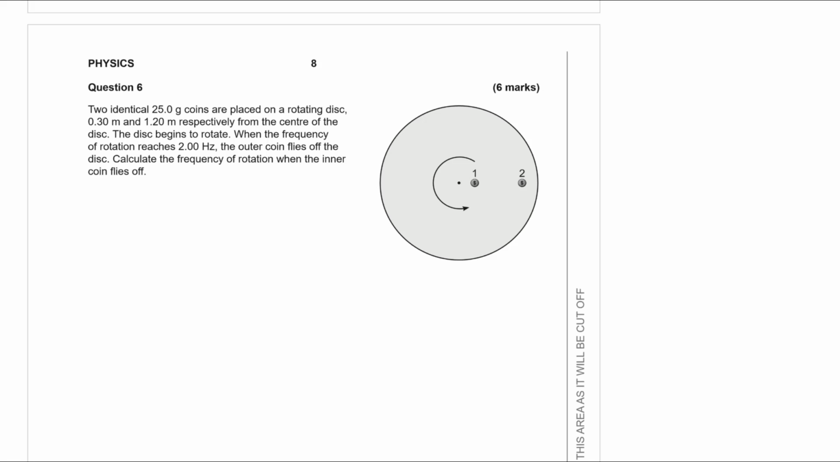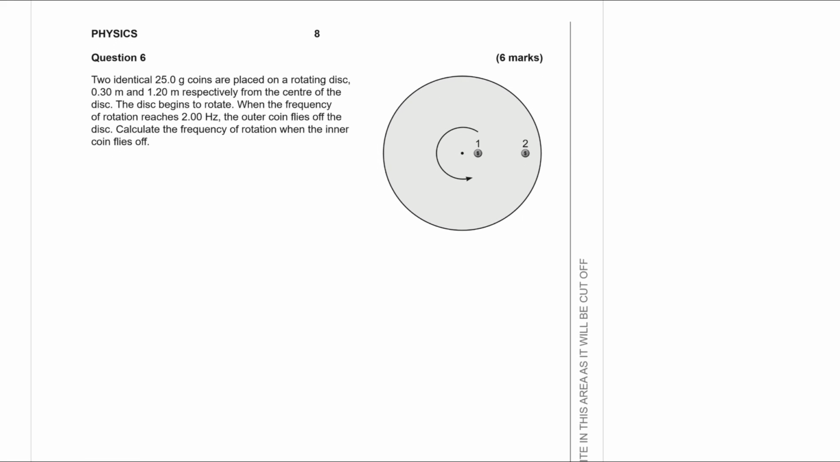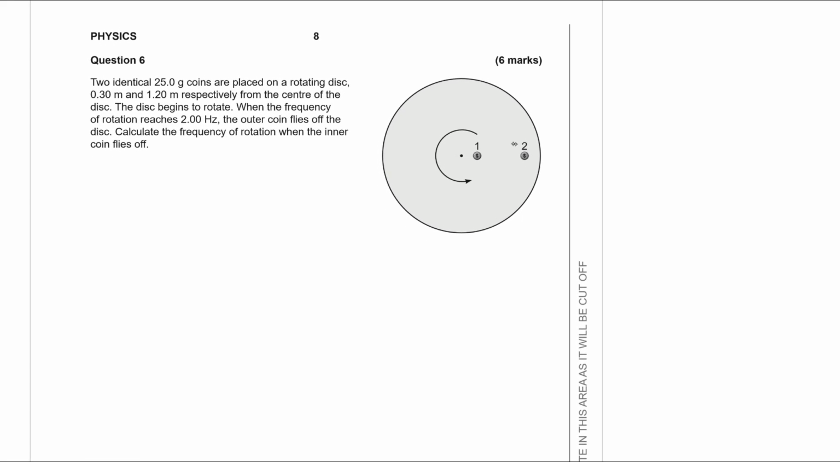All right, question 6, you're looking at the centripetal forces here acting on 2 coins. You've got a coin there, coin 1 and coin 2. They're both on a disc, and as it spins, eventually coin 2 is the first one to leave.